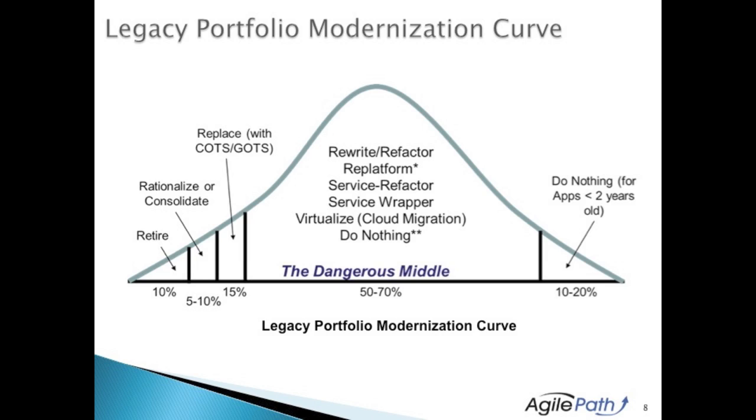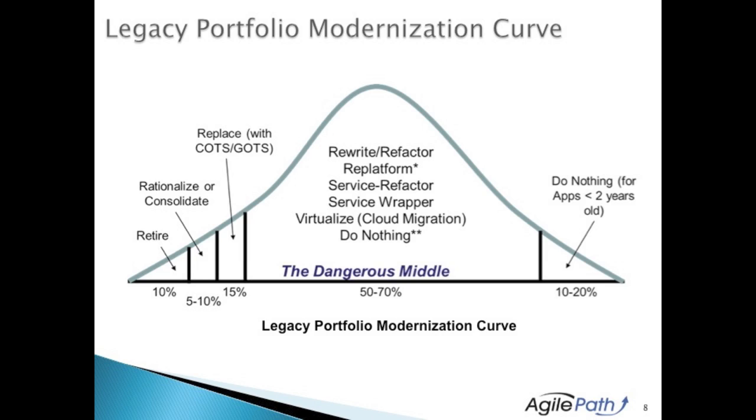So while you might analyze them in context of doing portfolio analysis, those are applications that you're not going to do anything with because they're fairly new. Now, what's important is all the rest, the big preponderance of this curve, what we affectionately call the dangerous middle. That's a big chunk of your portfolio, probably 50 to 70% of it. And those are applications that you're not sure what the appropriate modernization strategy is.